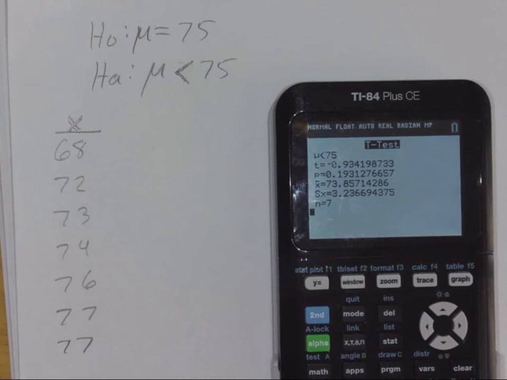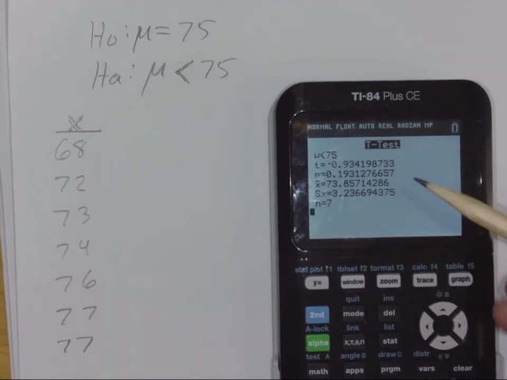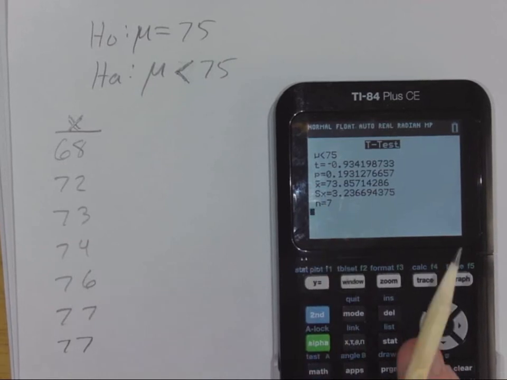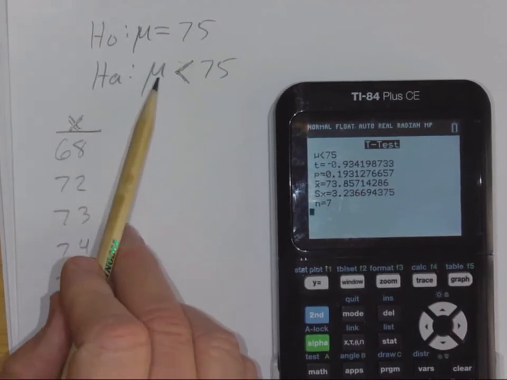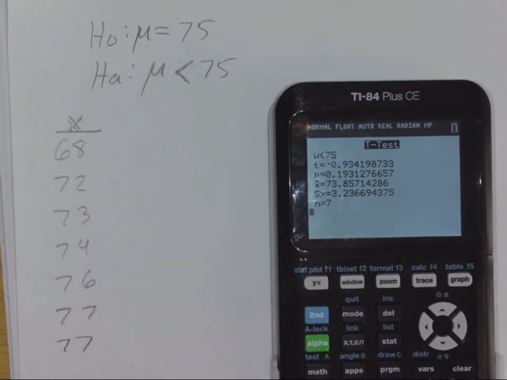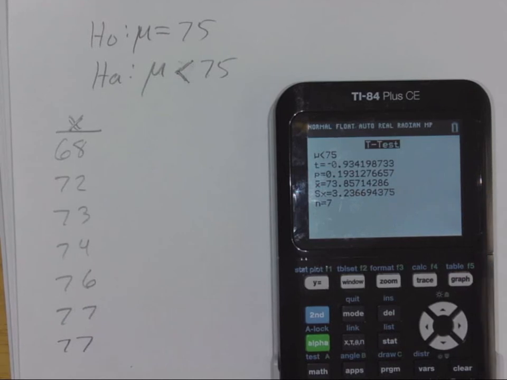And so there it is, and there's our test statistic and p-value. It's 0.19. So we would not have statistically significant evidence to reject the null because that's greater than 0.05. And we do not have convincing evidence that the mean of the test scores is less than 75. Even though our x bar was 73.857, which is less than 75, in this case, it's not statistically significantly less.